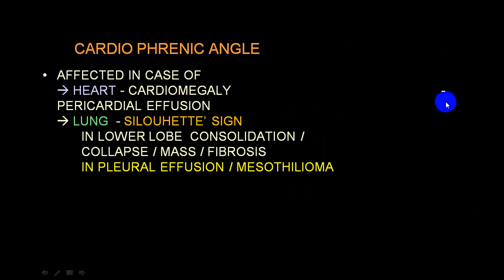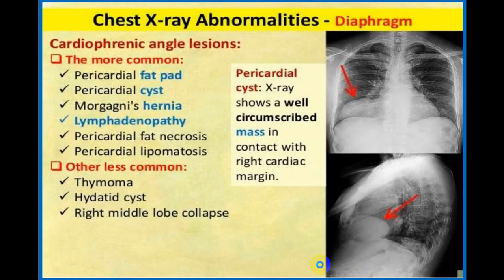Now cardiophrenic angles are usually not of much importance, but still you should know something. In case of cardiomegaly or pericardial effusion, this angle will be changed. And in a case of lung silhouette, particularly lower lobe consolidation, collapse, mass, fibrosis, pleural effusion, mesothelioma, etc., you will not be able to make out the cardiophrenic angle clearly. So these are some of the conditions.